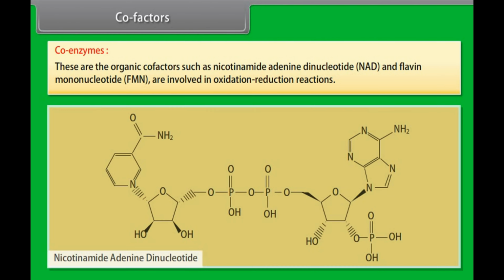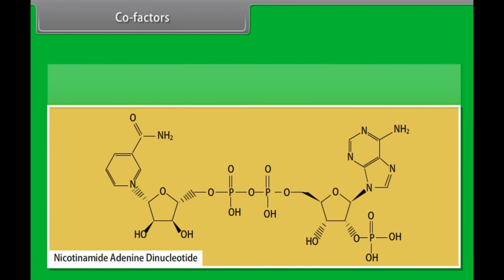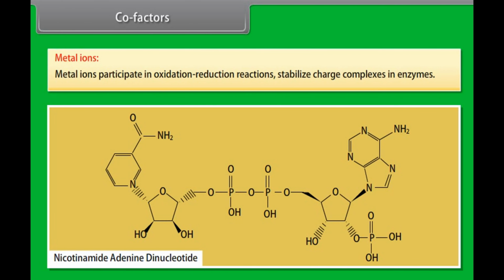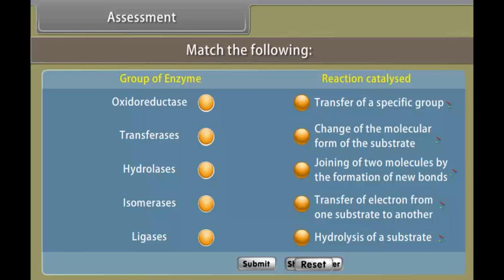Coenzymes. These are the organic cofactors such as nicotinamide adenine dinucleotide, that is NAD, and flavin mononucleotide, that is FMN, are involved in oxidation reduction reactions. Metal ions. Metal ions participate in oxidation reduction reactions and stabilize charge complexes in enzymes. Assessment. Before proceeding further, let us know how much you have learned. Match the following.